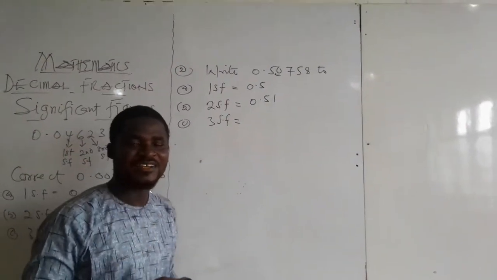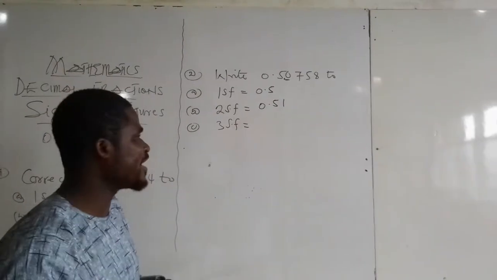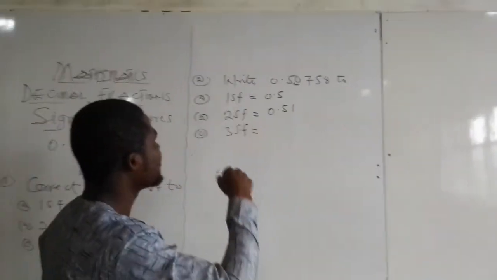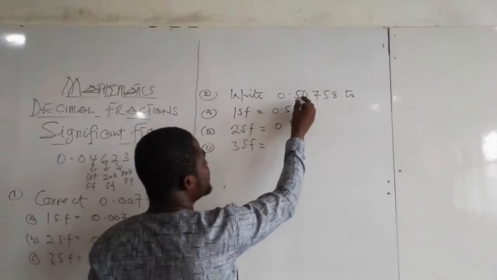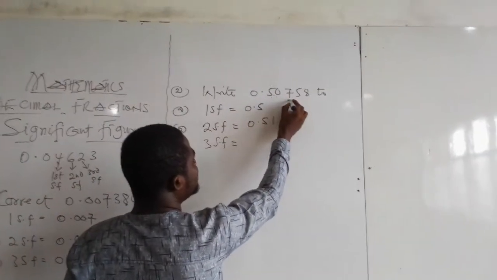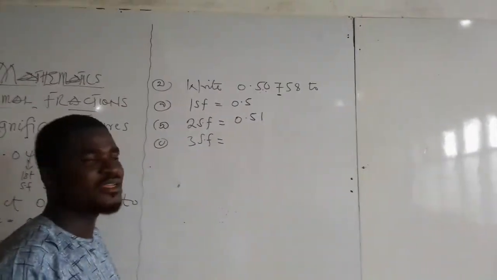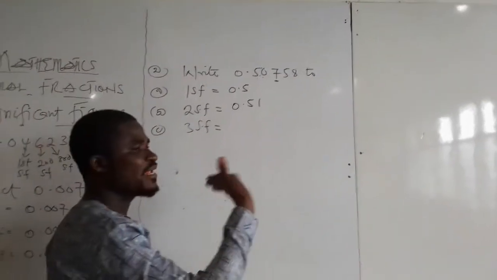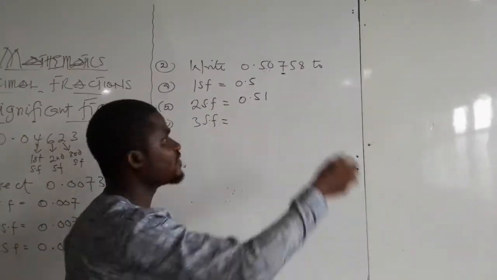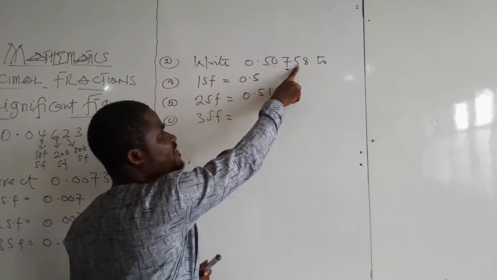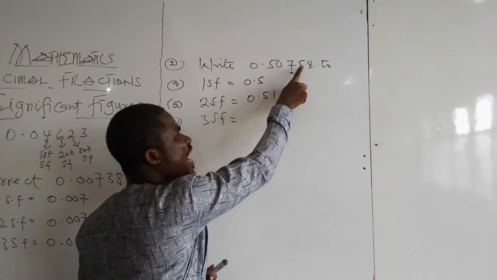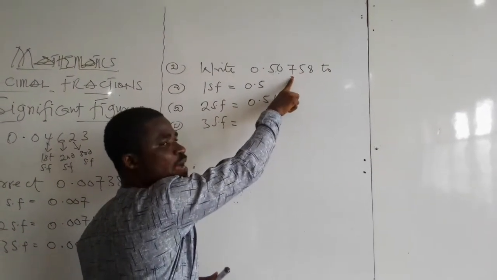Have you gotten the answer? That's good. Now let's see whether it is correct. Now, my third SF will be 1, 2, 3. It's 7. So look at the next number at your right hand side. After the 7, it's 5. Because it's 5, I'll add 1 to the 7 to become what? 8.